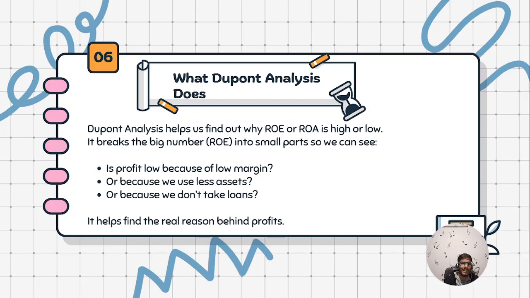Now let's understand, we have understood ROE, ROA, and moat. But what does DuPont analysis actually do? DuPont analysis helps us find out why ROE or ROA is higher or lower. See, everything revolves around ROE and ROA.